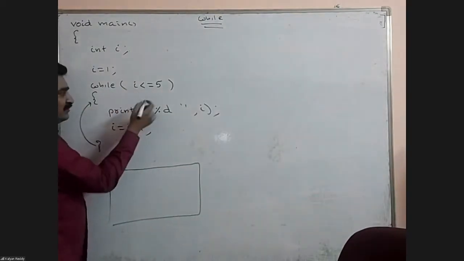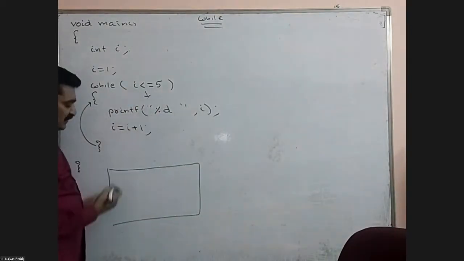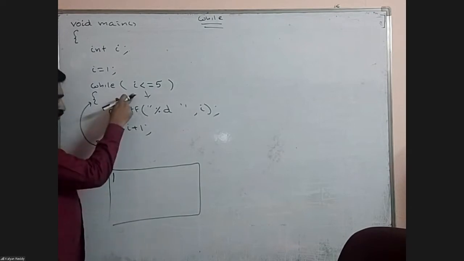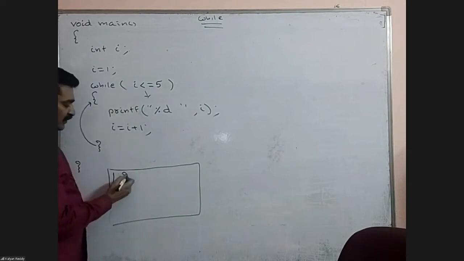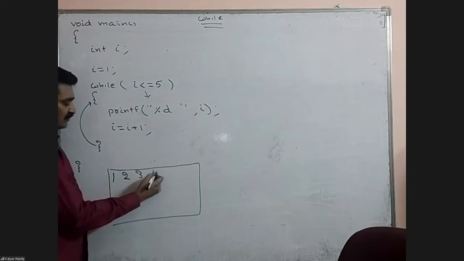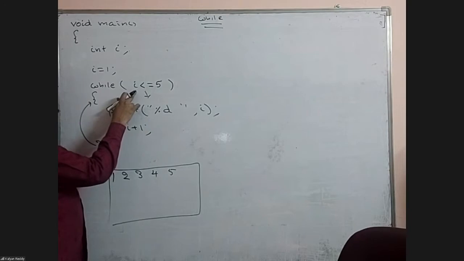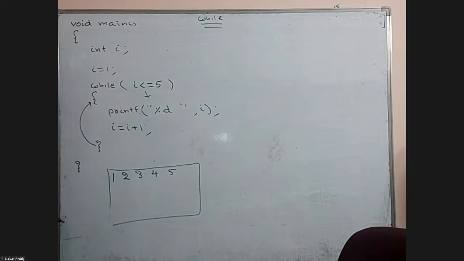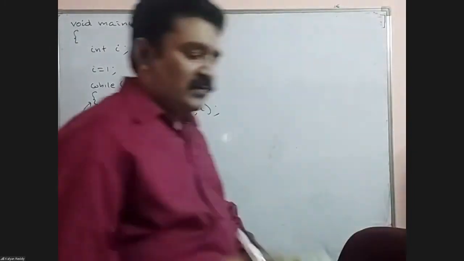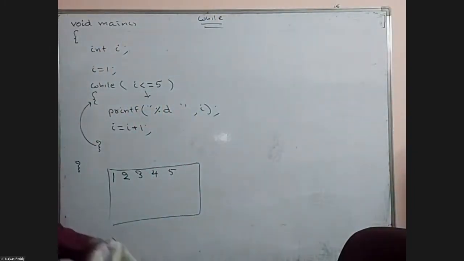1 less than or equal to 5 is true. Come inside, print percentage I, so 1 is printed. After that, I became 2. Reaches the end part, go up. 2 less than 5, come inside, 2 printed. Next 3, next 4, next 5 printed. After that, I became 6, go up. 6 less than or equal to 5 is false. Come outside. Reaches the end of the main body, no more statements, program terminated. Output for this code is 1 2 3 4 5.